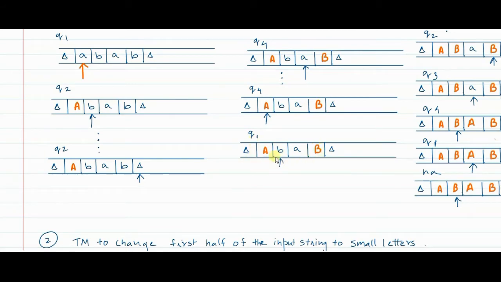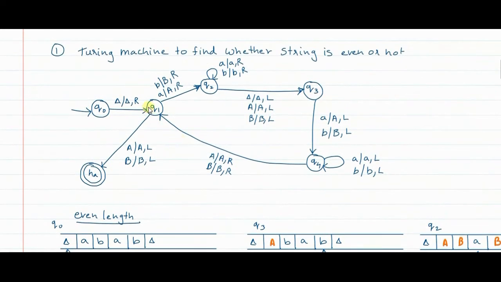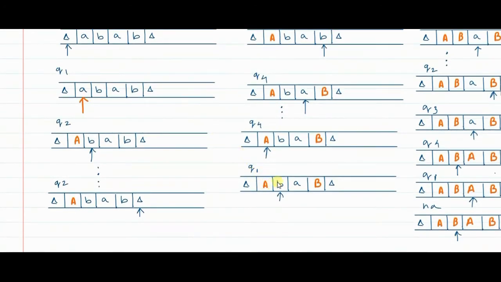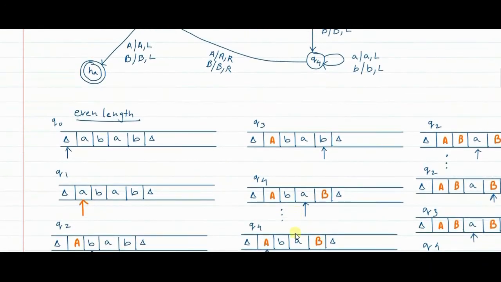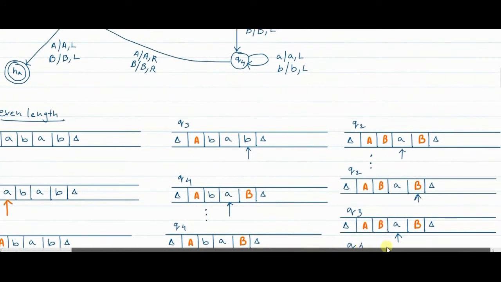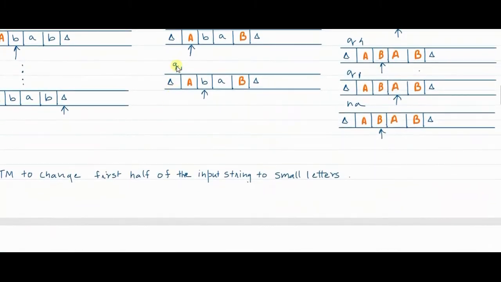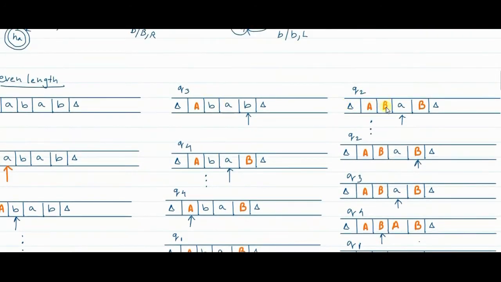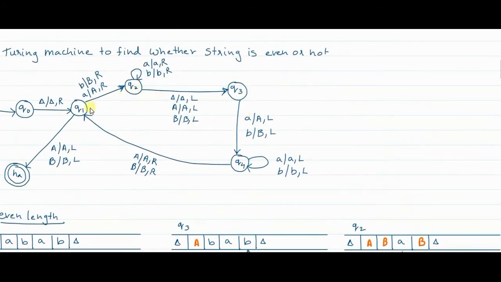Now in Q1 state, when B is encountered, what do you do? In Q1 state, if B is encountered, B will be replaced with capital B, the pointer will move to the right, and from Q1 you will go to Q2 state. You see here, in Q1 state B was encountered and replaced with capital B, the pointer has moved to the right, and from Q1 it has gone to Q2 state.